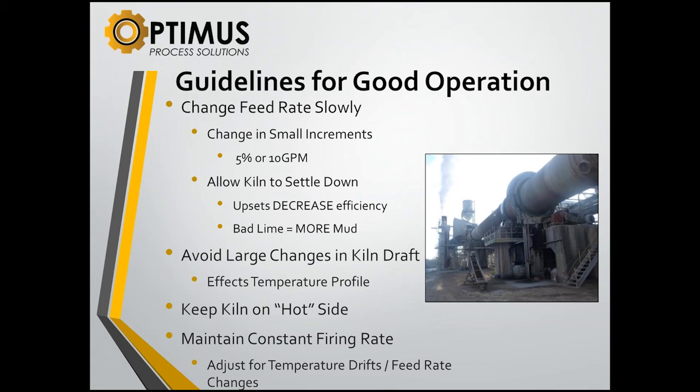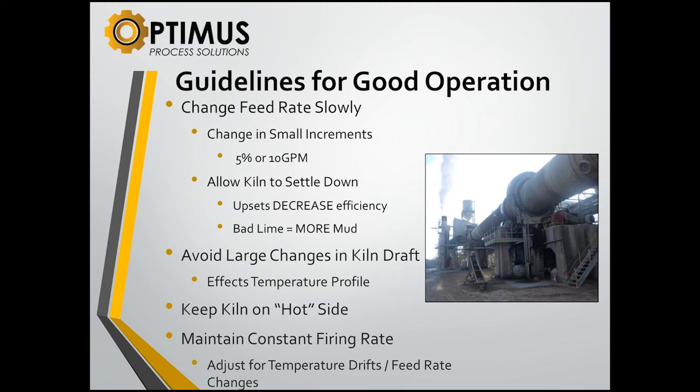What happens is these upsets then decrease the efficiency, and you make bad lime or higher residual carbonate lime, which results in actual more mud. So it's important to not only consider inventories, but consider effects on inventories if you jockey around too quickly or too fast with feed rate changes.